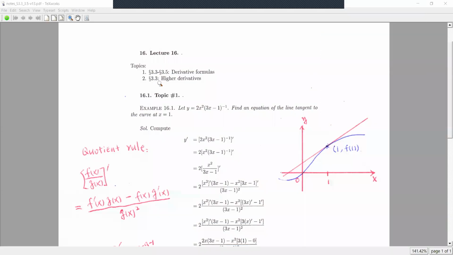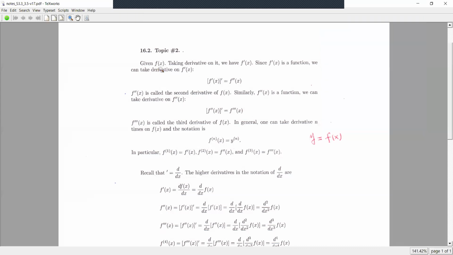Now we turn to topic 2, higher derivatives. Given a function f, take the derivative of it, then we have f prime of x. Since f prime of x itself is a function, we can take the derivative of it, and the notation is f double prime of x. f double prime is called the second derivative of the function f.